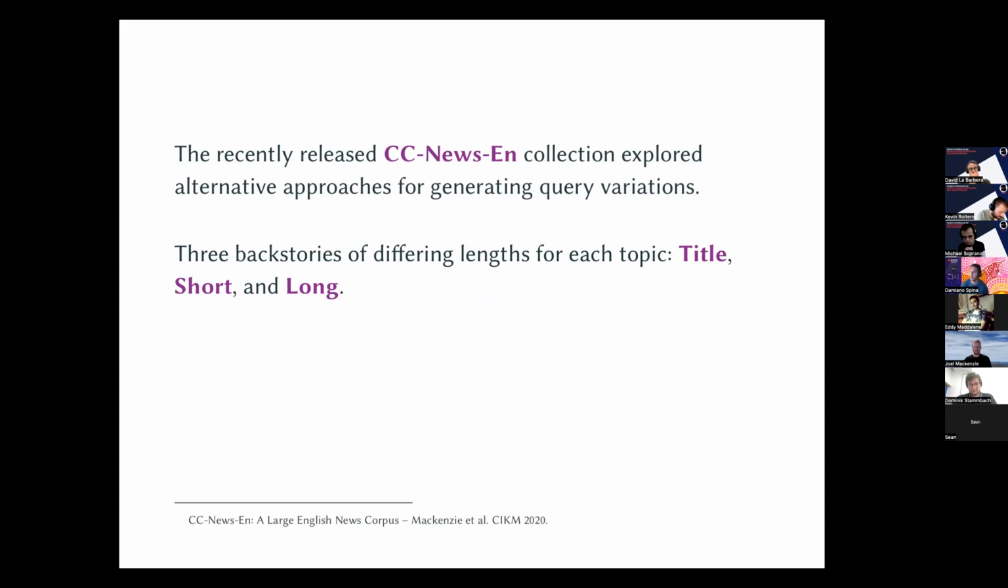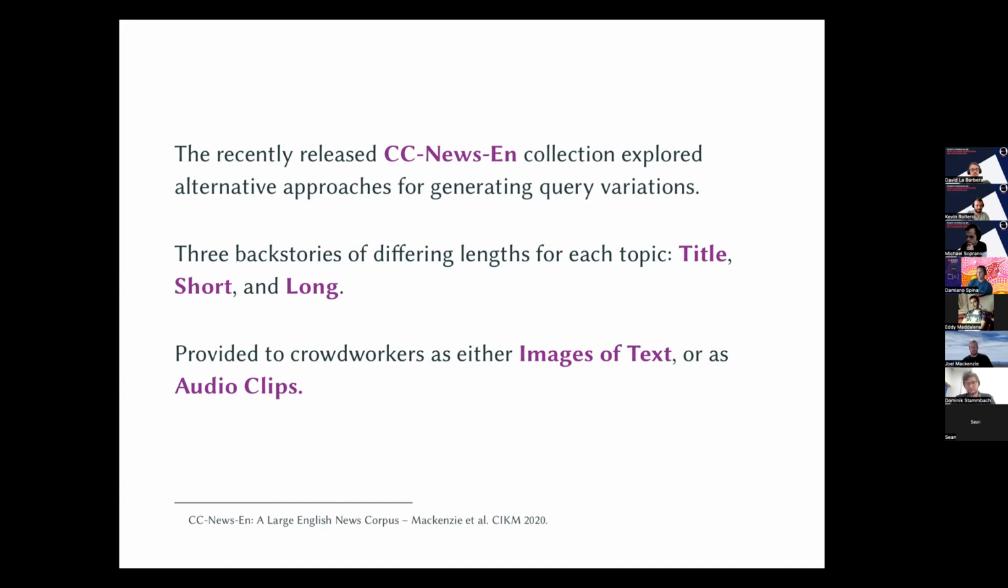So what we did is we generated 3 backstories of different lengths for each topic. So first, we created a set of topics by sampling documents randomly. And then we created 3 different lengths of backstories. So the first one was we just took the document's title. And because these are news documents, the title was often a very short and representative description of what the document was about. And then we used automatic summarization tools to build a short and a long summary of the document as well.